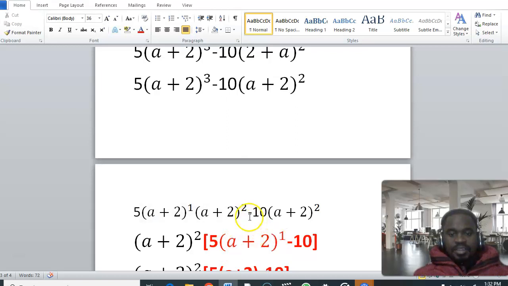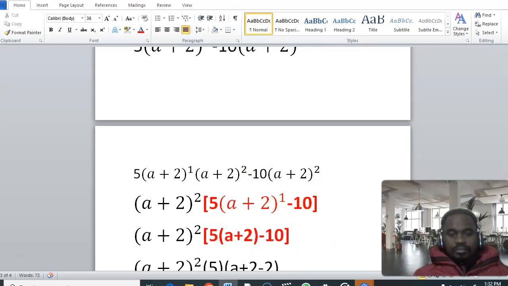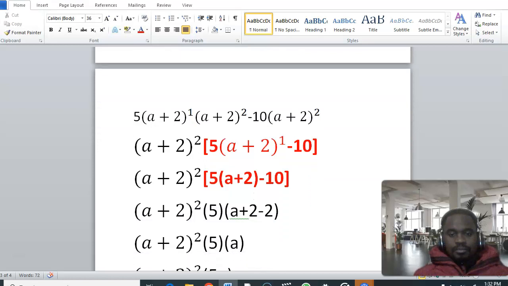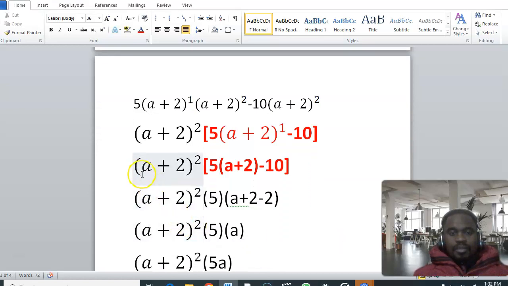then minus 10, a plus 2 to the power 2 into bracket 5a plus 2. This to the power 1 is the same, minus 10. Then a plus 2 squared.